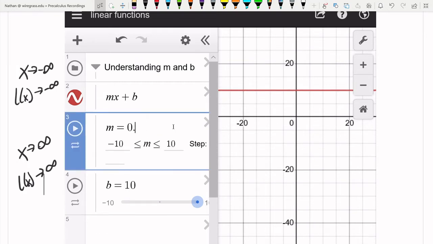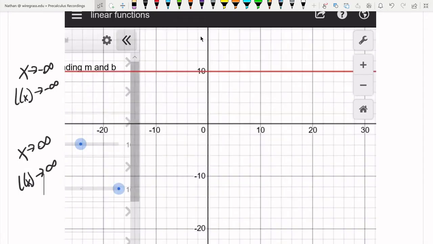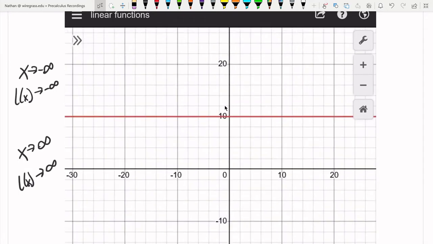But once I go to 0, I flatline here. This does not go to positive infinity or negative infinity. It just stays right here. In this case, it stays right here on the y-intercept of 10.